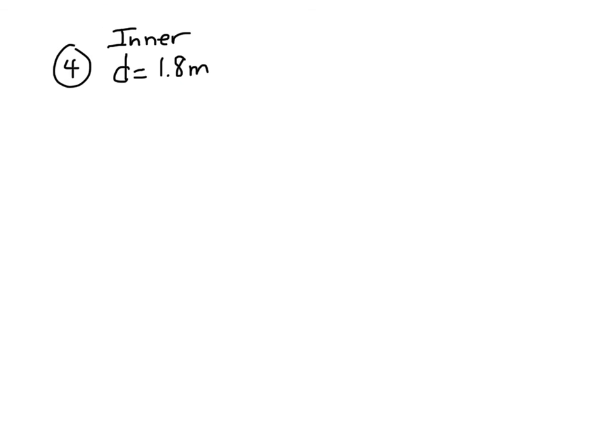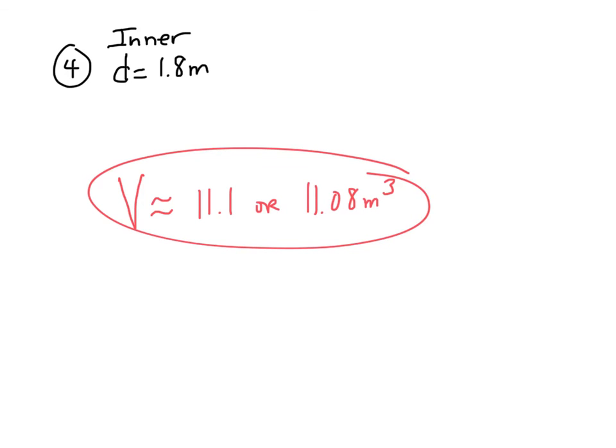Now, I want you on your own to do the exact same problem, but instead of the inner diameter being 2 meters, it's going to be 1.8. So now what would be the volume of the inflated space? Pause the video and do it yourself. If you actually figured it out, finding the inner sphere and subtracting it from the outer sphere, you would get approximately 11.1, or 11.08 cubic meters.